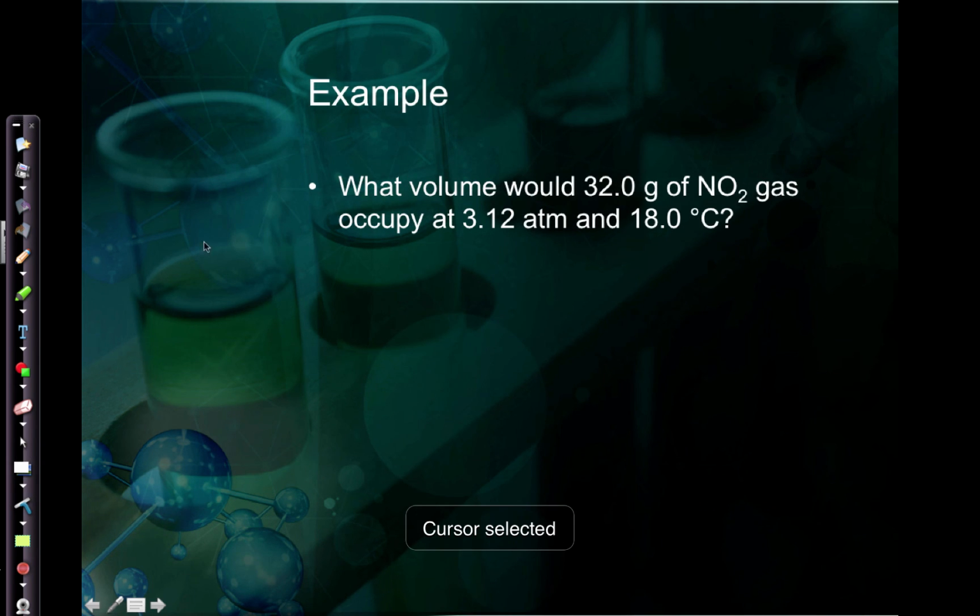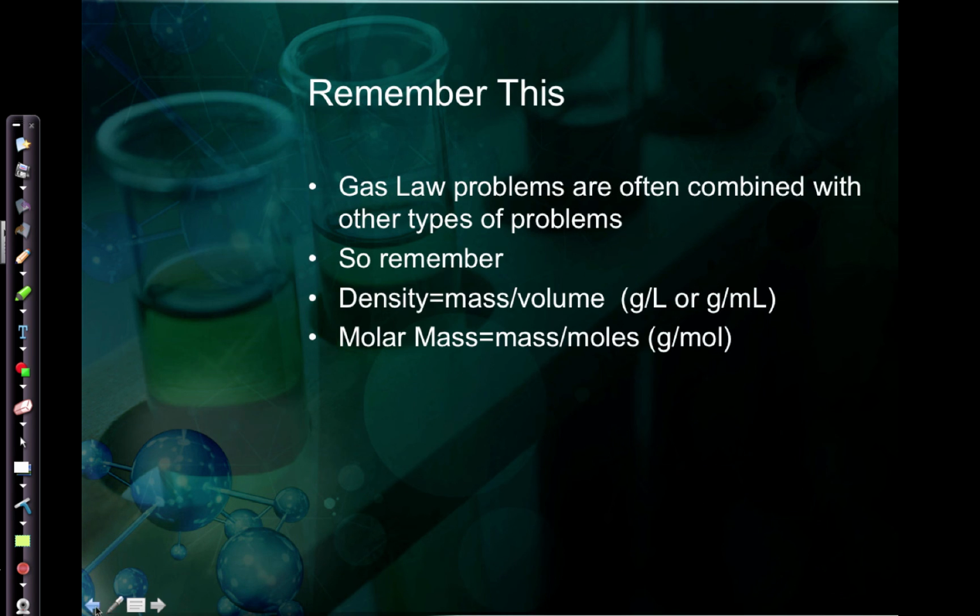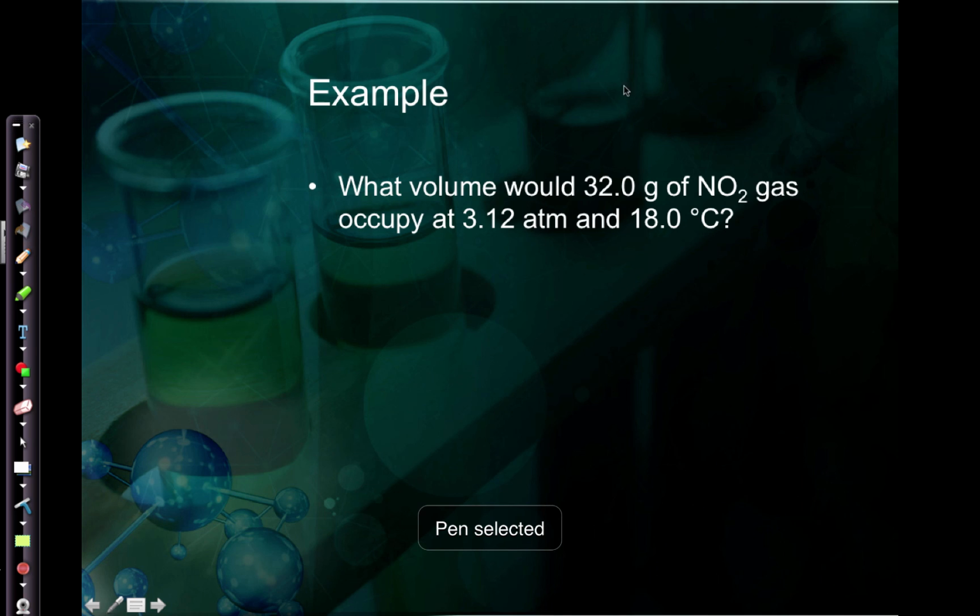All right, so let's look at an example. When you look at the ideal gas law, you're going to use the ideal gas law when nothing is changing. So if you're just looking for a variable, you use PV equals nRT. You're going to use PV equals nRT as long as nothing is changing. If something is changing, you use the combined gas law.